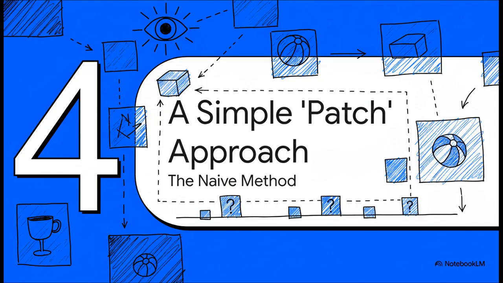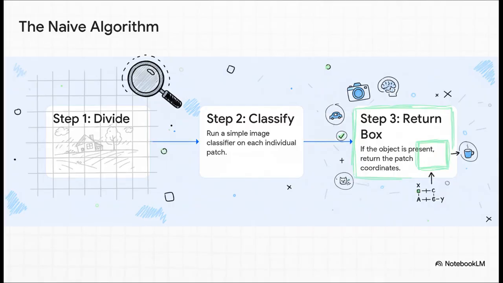Let's walk through a really clever, though kind of simple, first idea for how to do this. Okay, here's the basic idea. Imagine you have a tiny little window or a patch. You're just going to slide that window across the entire image bit by bit. And for every single little spot, you run a simple classifier that just answers one question. Is the object I'm looking for in this patch? Yes or no? That's the whole algorithm.